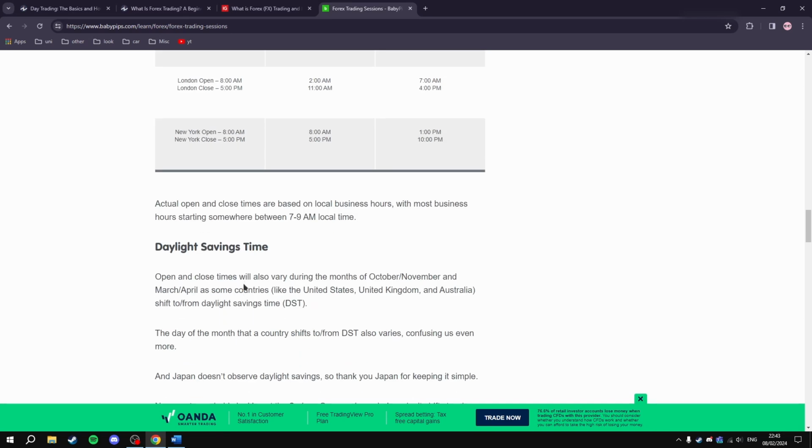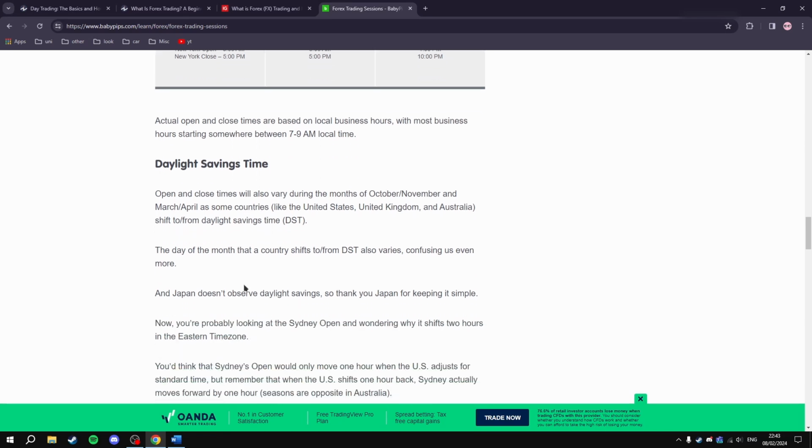Daylight saving times. Open and close times will also vary during the months of October and November and March and April, when some countries, like the United States, United Kingdom and Australia, shift to or from daylight saving time. The days of the month that a country shifts also vary, confusing us even more. And Japan doesn't observe daylight savings, so thank you Japan for keeping it simple.